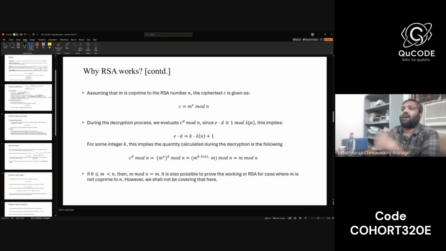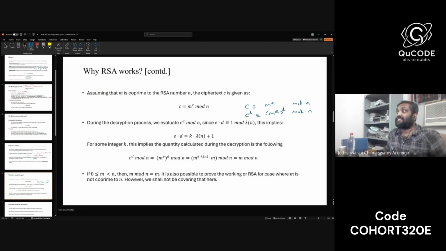Now, assume that M, the message, is co-prime to the RSA number N. Then the ciphertext can be calculated as C equals M to the power E mod N. And then during the decryption process, we will calculate C to the power D. So if I say C is congruent to M to the power E, then C to the power D will be congruent to M to the power E, whole power D. Again, both of these are mod N.